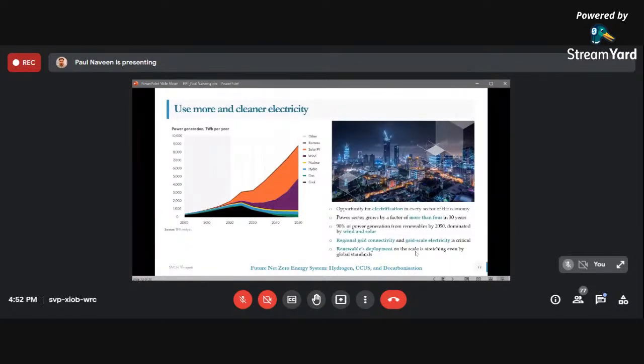When we shift towards this transition, we can see that 90% of power generation can be from renewables, dominated by wind and solar. Regional power grid connectivity and grid-scale electricity are very critical in this aspect. So renewables deployment at scale is very much needed across all renewables. With the increase in population, the population explosion, we also have to take care of our energy demand, moving more towards cleaner electricity. That's one step every sector is moving towards.